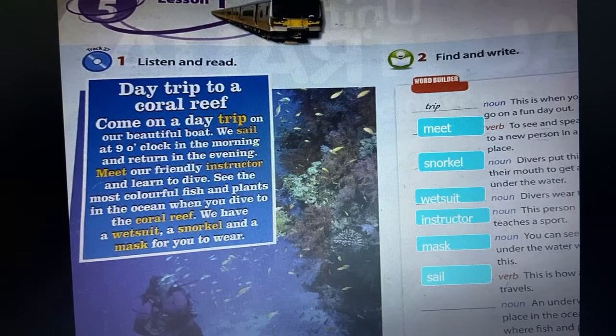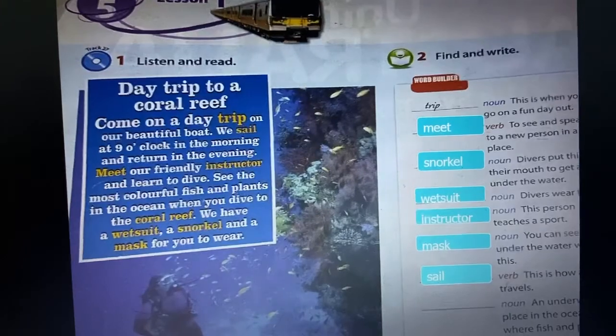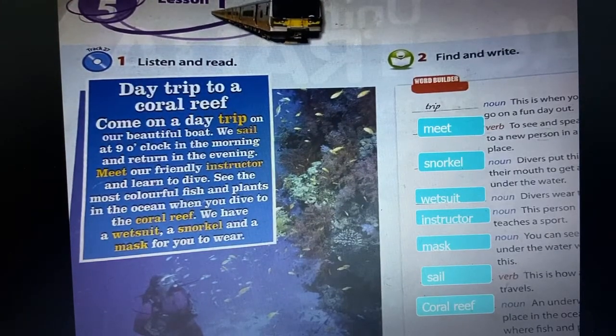It's a noun and it means an underwater place in the ocean where fish and plants live. It is coral reef. Coral reef. So the word coral reef, it's an underwater place where fish and plants live.